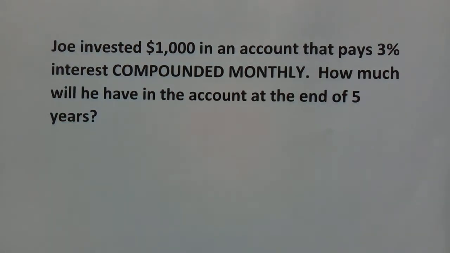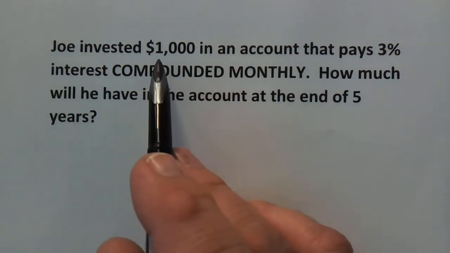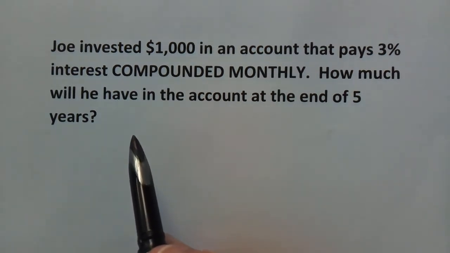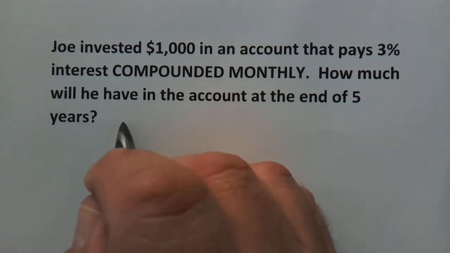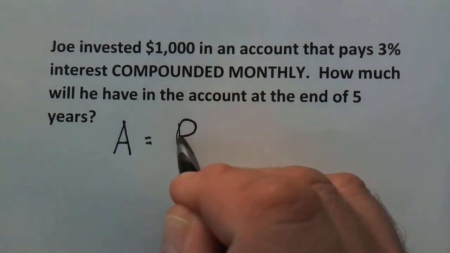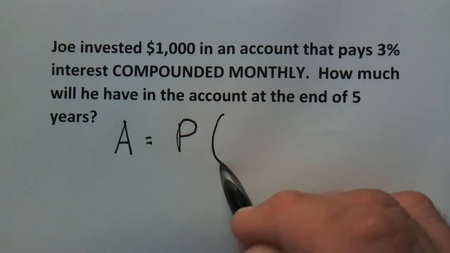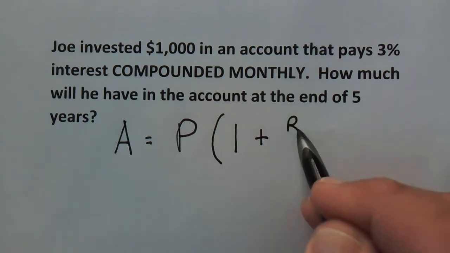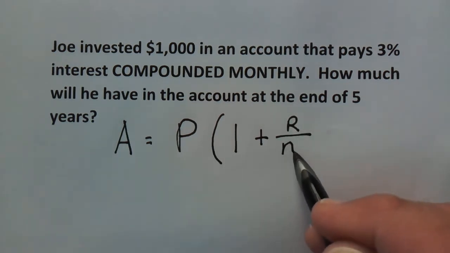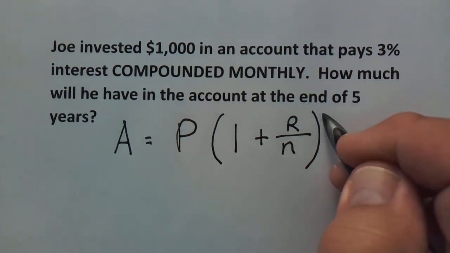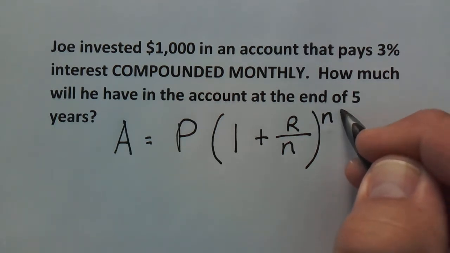So, having said that, let's go ahead and take a look at this. We're going to look at the numbers. $1,000 is going to be in an account. And let's get the formula for compound interest. The formula is A is equal to P, parentheses, 1 plus R over N, close parentheses, raised to the power of N T.